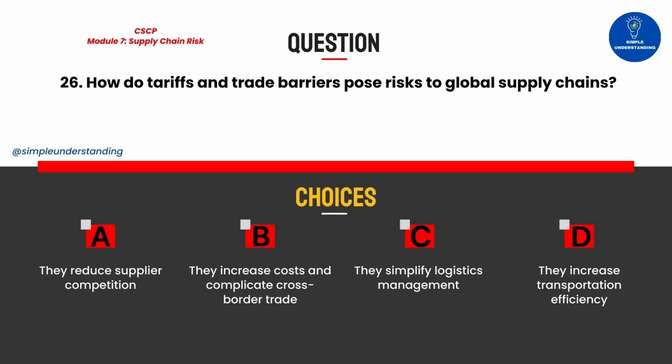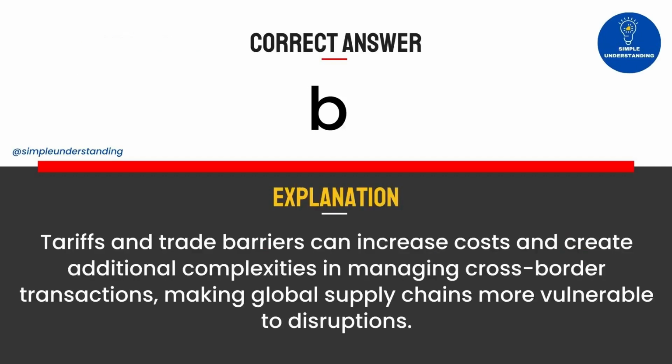26. How do tariffs and trade barriers pose risks to global supply chains? A. They reduce supplier competition. B. They increase costs and complicate cross-border trade. C. They simplify logistics management. D. They increase transportation efficiency. Correct answer, B. Explanation. Tariffs and trade barriers can increase costs and create additional complexities in managing cross-border transactions, making global supply chains more vulnerable to disruptions.